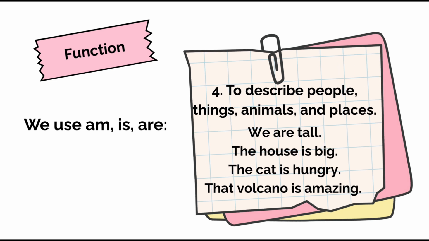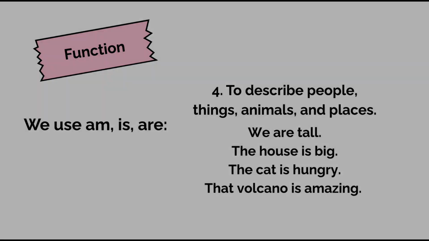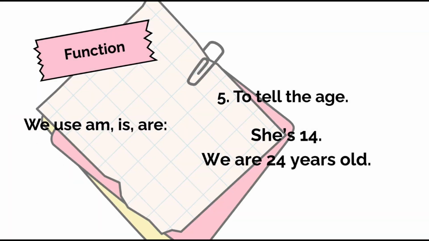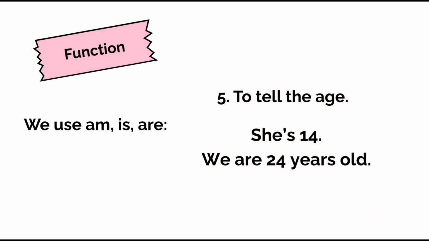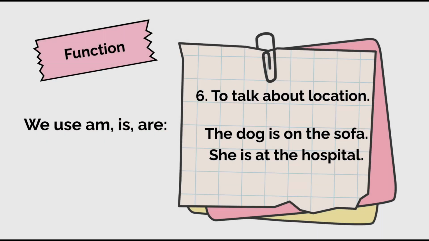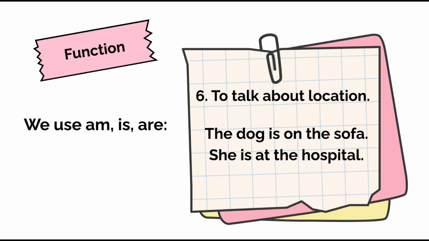Good. Let's keep going. We use the verb to be to tell the age. Some examples are, she's 14. We are 24 years old. And finally, we use the verb to be to talk about location. For instance, the dog is on the sofa. She is at the hospital.